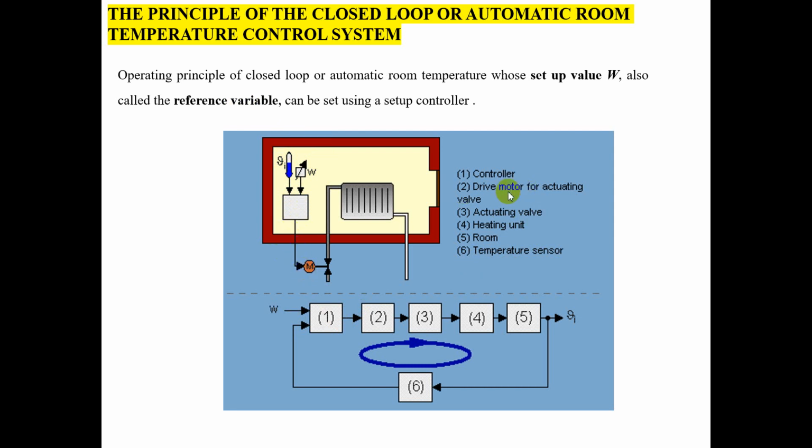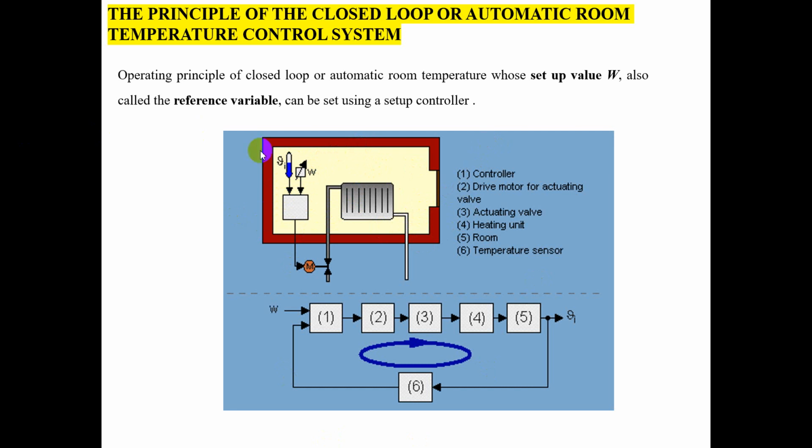Then what we have next is the drive motor. Obviously we are going to drive this motor here. Then we have the actuating valve here, then the heating unit here, and this is the whole room. We are going to have a temperature sensor inside the room. Unless we get our desired value, this will keep on changing, or it will update accordingly here. So it is more responsive than the open loop system.